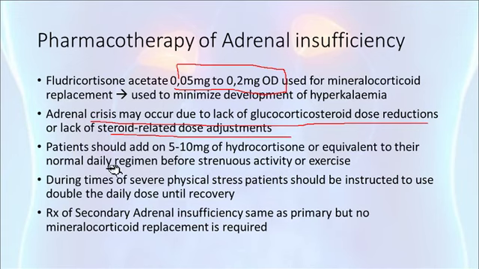In these patients, you should add 5 to 10 milligrams of hydrocortisone or equivalent to their normal daily regimens before strenuous activity or exercise. During times of severe stress, patients should be instructed to increase their dose until recovery, and this includes situations in which the person gets sick, or alternatively they would of course be going for some kind of elective surgery as well. They need to double their dose until recovery. Treatment for secondary adrenal insufficiency is the same as primary, but there is no need for mineralocorticoid replacement.